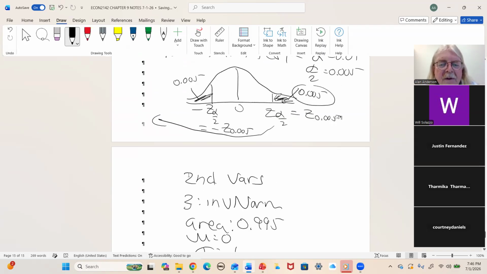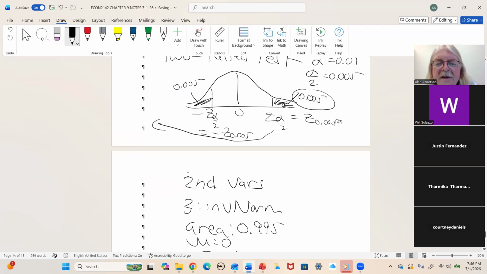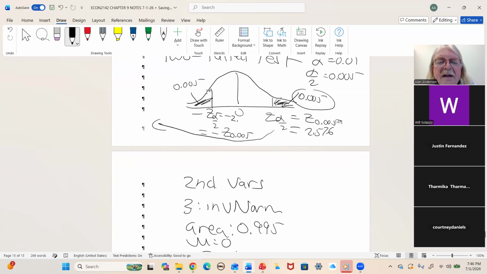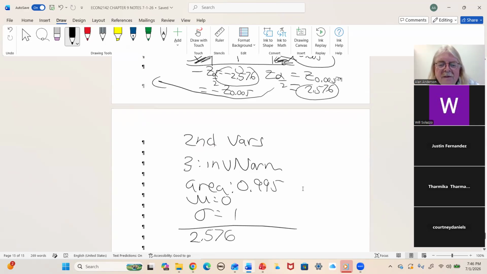And of course, then you come up here and you'll see that if this is 2.576, this must be negative 2.576 because of the symmetry. We don't have to look it up a second time. Okay? Negative and positive, it's the same number. And again, if the test statistic is outside that range, greater than 2.576 or less than negative 2.576, we would reject the null hypothesis. Otherwise, we don't.